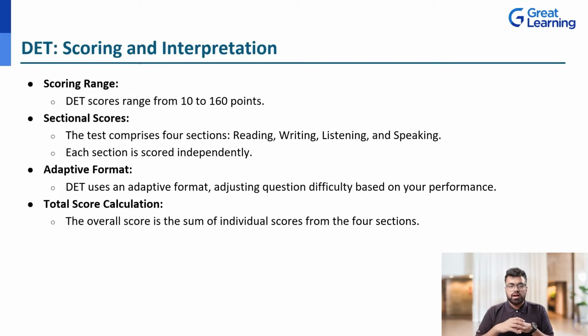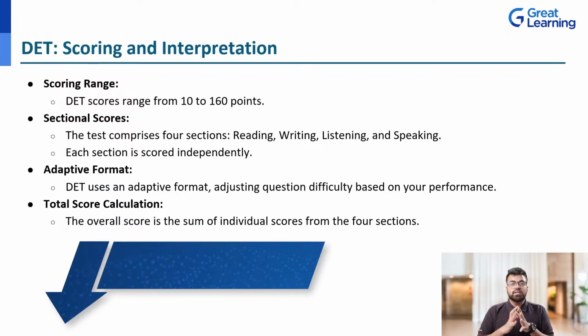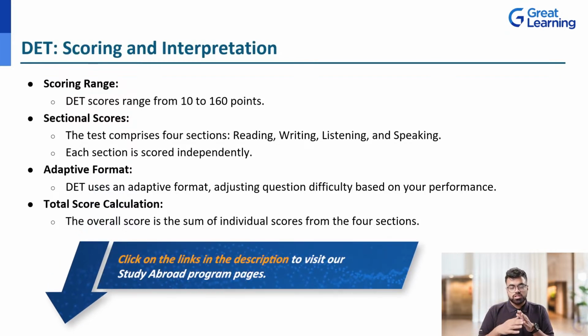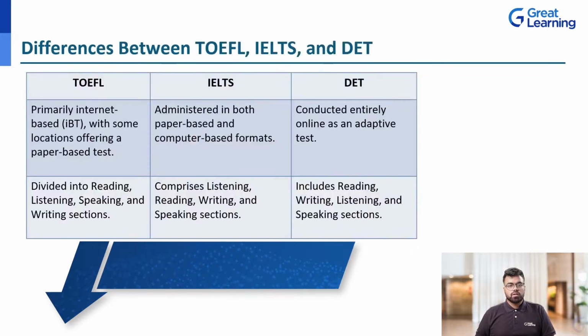This is exactly what I just mentioned, that in this case they have a slightly different format, right? Depending on the difficulty, on how your performance is going in between the tests, they give you the next question based on your previous question. That's exactly what it is. Total score calculation: the overall score is the sum of individual scores from the 4 sections. That is how they will judge you.